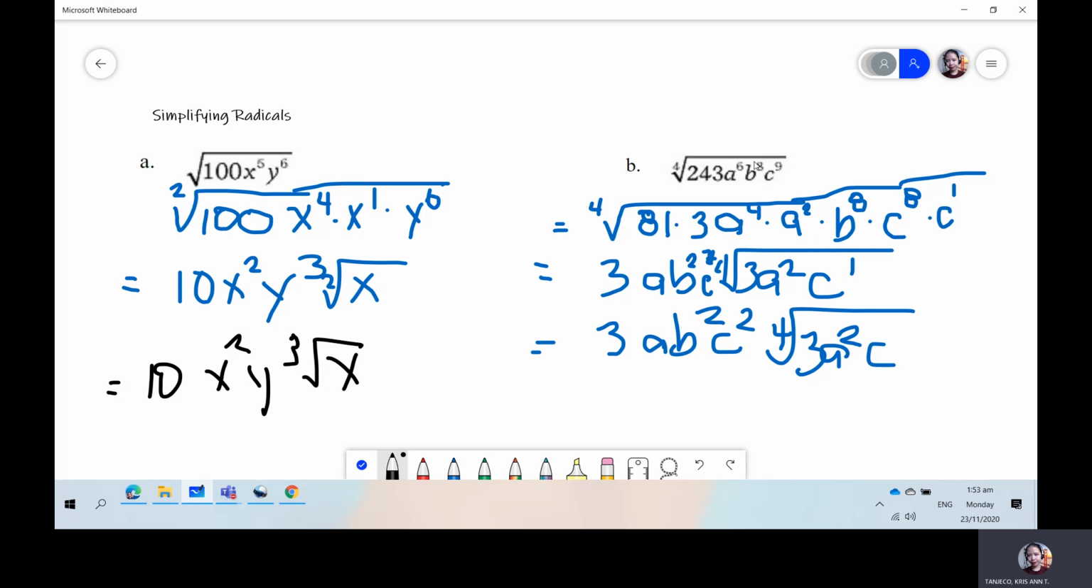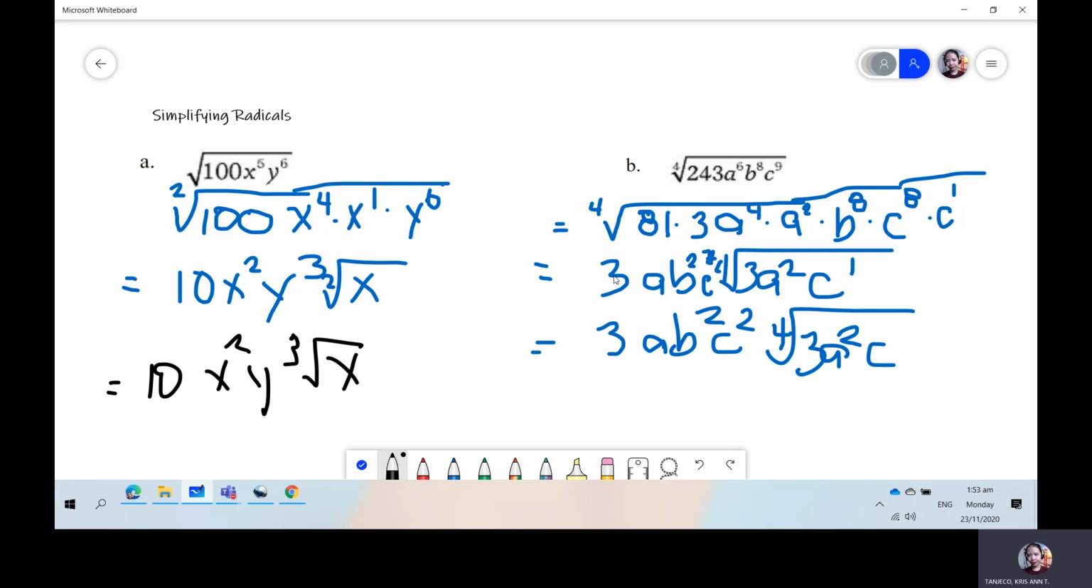B raised to the 8, as the exponent is already divisible by 4, we are going to remain it as it is. C raised to the 9 is not divisible by 4, so we're going to split c in such a way that if we add the exponents, it must be 9. So it will be 8 and 1. 8 here is divisible by 4. And then afterwards, we're going to simplify.